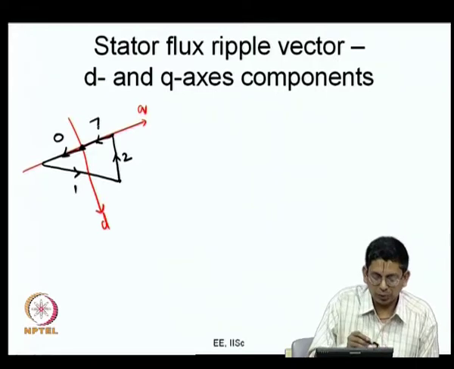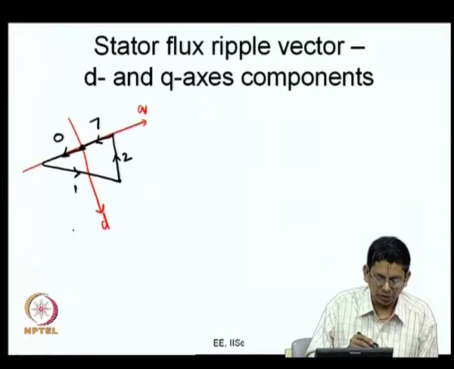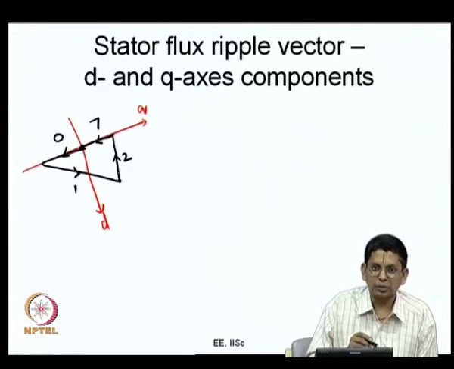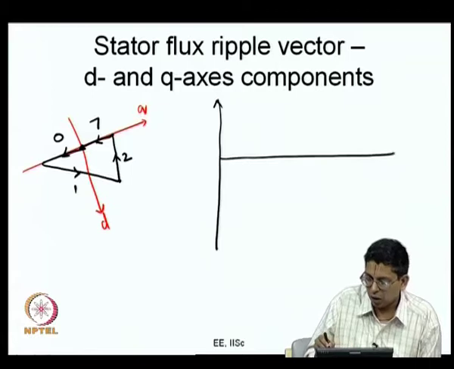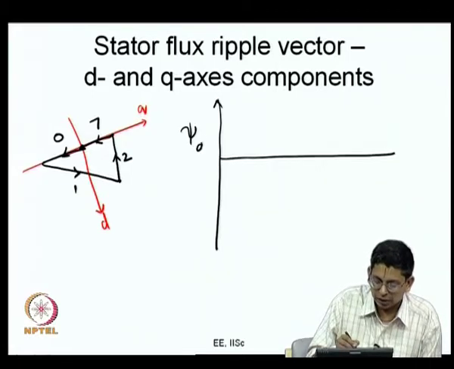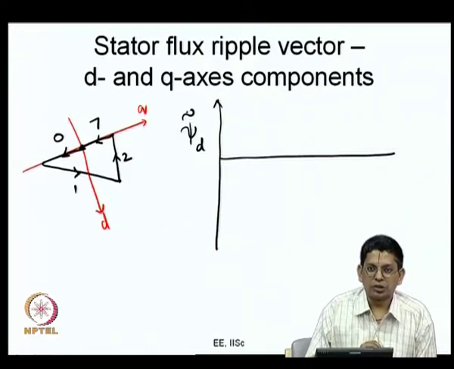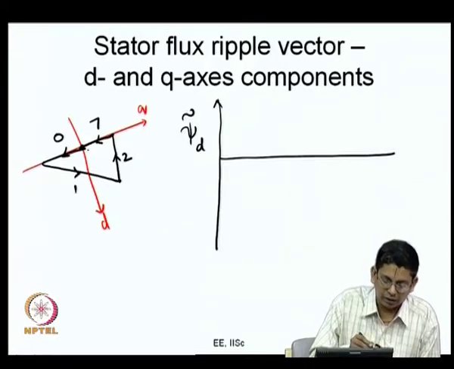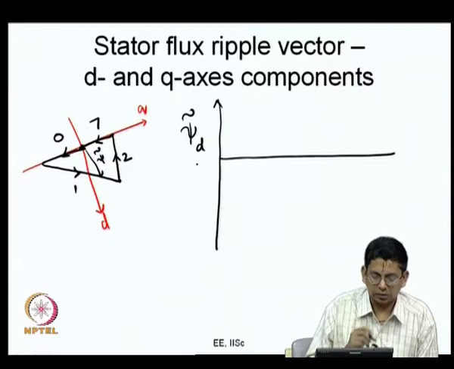Now, what I am going to do is resolve them into the d axis and the q axis components against time. The time information is kind of hidden in this diagram. So, I am going to plot the d axis ripple and the q axis ripple against time now. Let me just get started with that. The d axis ripple is a little easier to draw, therefore, let me take that first. I am calling the d axis ripple psi d tilde. This is the d axis component of the psi tilde vector. Now, this vector that we have plotted here, we will call the psi tilde vector, that is, the d axis component is this now.